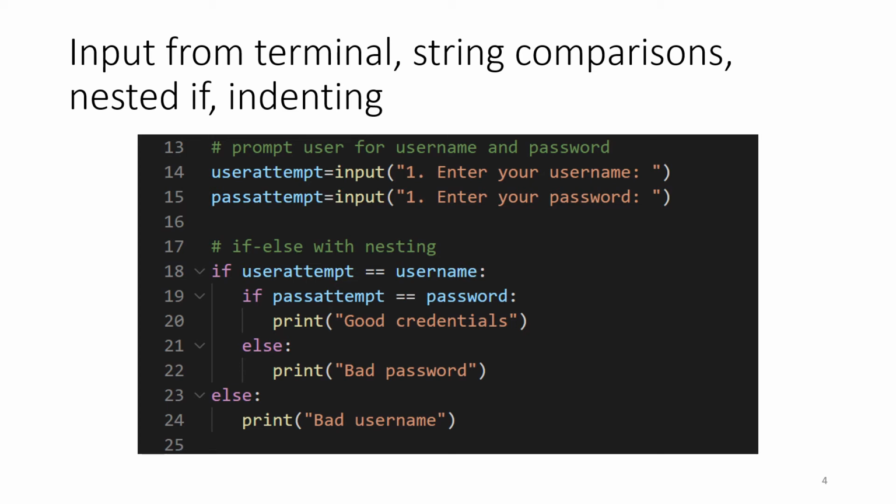So in 19, we ask our follow-up question about the password, and if it is true that the password attempt is equal to the password, and we're only asking about the password if the username is matched, then we will print good credentials. Otherwise, in 21, if the passwords don't match, we will print bad password. We're just showing here that we can distinguish between bad password and bad username in this nested if structure. That might not be what we want to do security-wise, but it is what we can do with nested ifs, and that's our goal here, to demonstrate nested if.